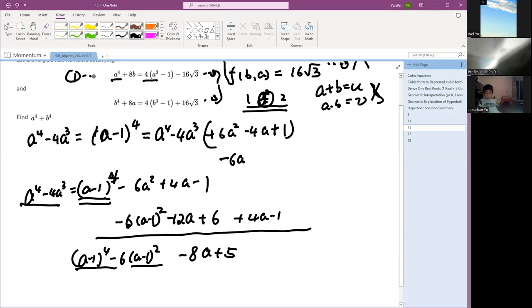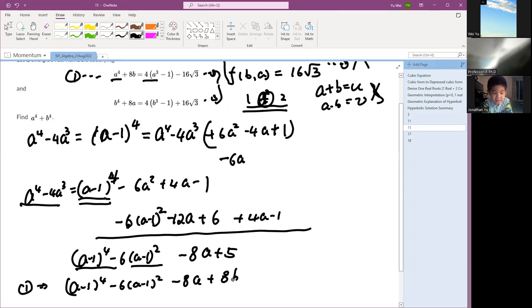And let's do equation 1 so far. Okay, so equation 1 becomes A to the 4th minus 4A squared, it has already become minus 8A plus 8B. This is the 5, right? So we have the 5 plus 4, right? Plus 16 root 3 equals 0. Do you agree with me?